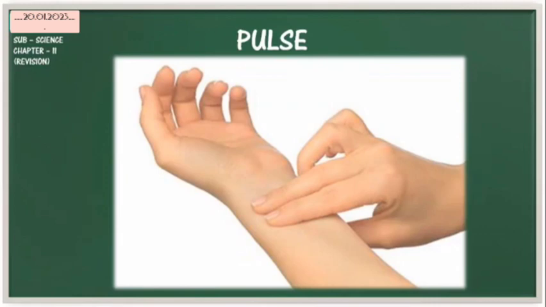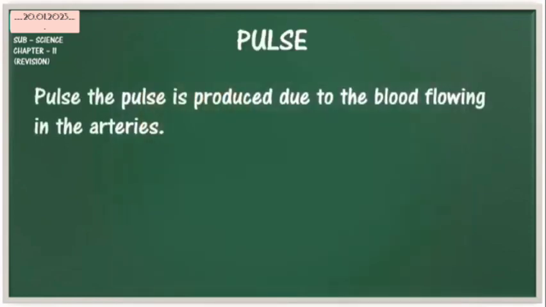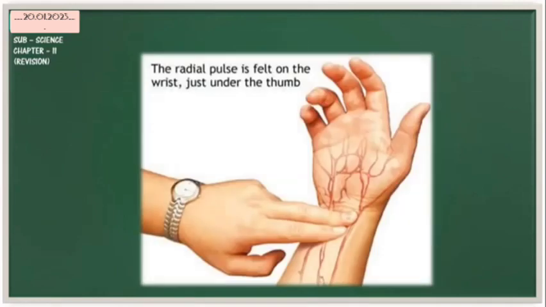Pulse rate. To know your pulse rate, place the middle finger and index finger of your right hand on the inner side of your left wrist. You will feel the throbbing movement at this place. This throbbing movement is called the pulse. The pulse is produced due to the blood flowing in the arteries.